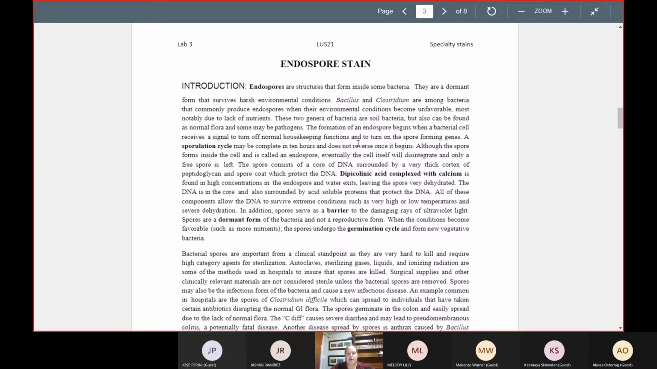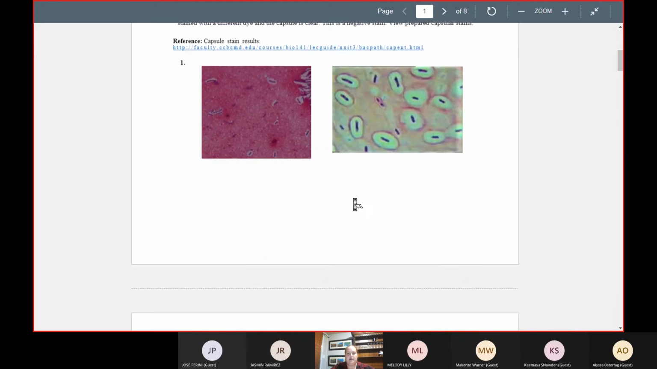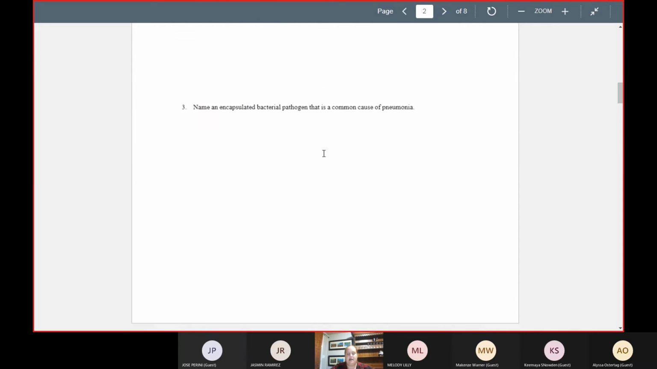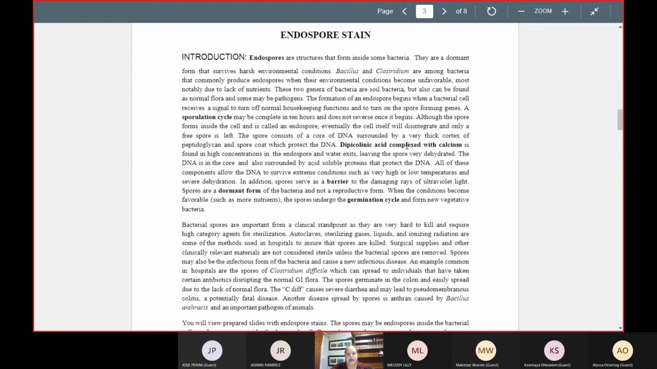So the endospore, like the capsule stain, is looking at glycocalyx. The acid-fast stain is looking at mycolic acid. The endospore stain is looking at this dipicolinic acid complexed with calcium. So that's kind of what the endospore is made of, and it's protecting the DNA of the bacteria, just basically as a shell surrounding the bacteria DNA.